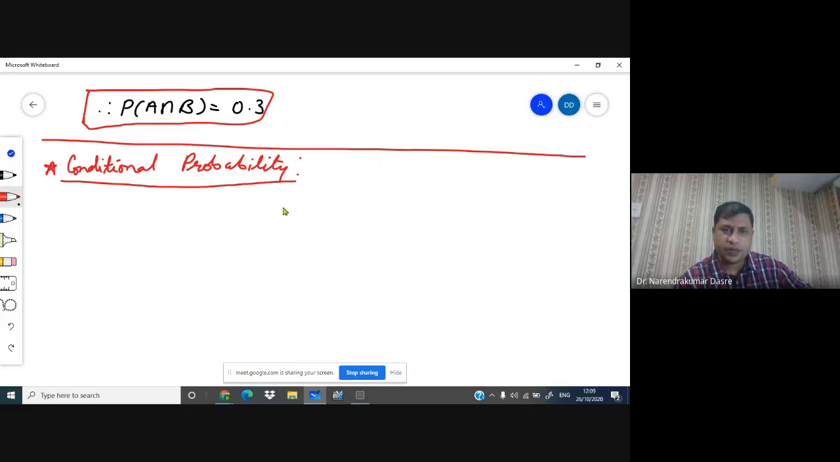Conditional probability means there are two events in the same sample space, or of the same random experiment, and if one event has already happened and then we expect the next event to happen, then this probability is called conditional probability. That's what we need to understand. Now let us write this in mathematical symbols.